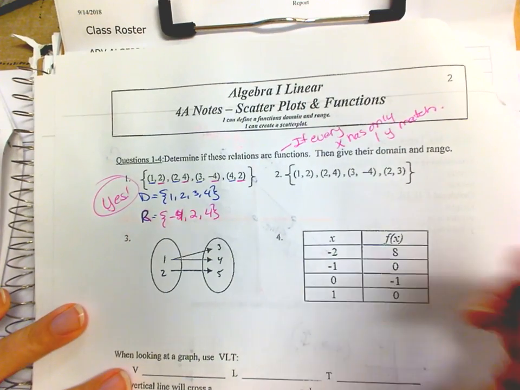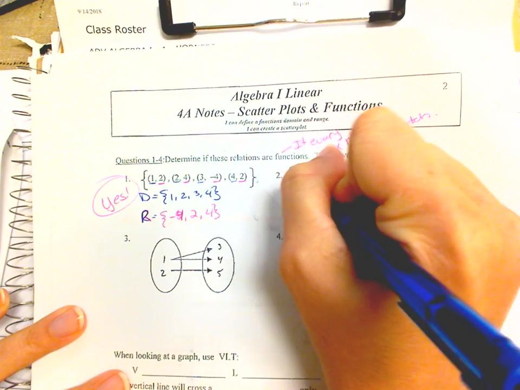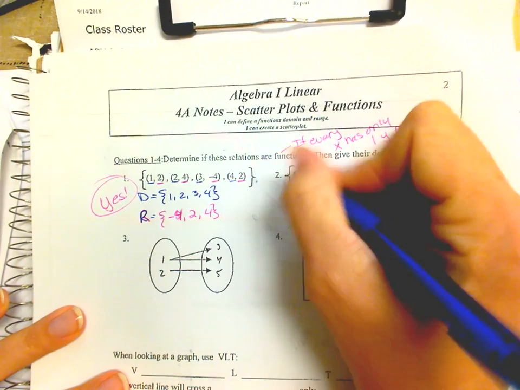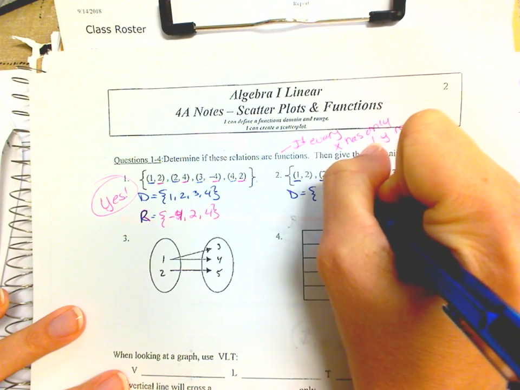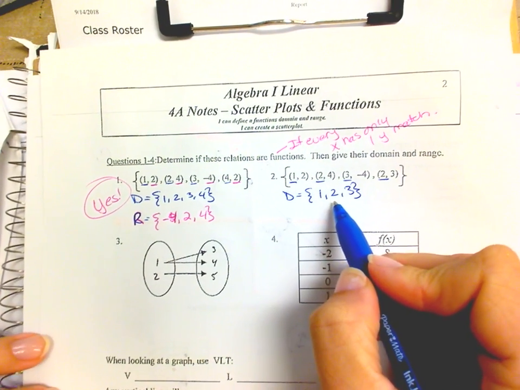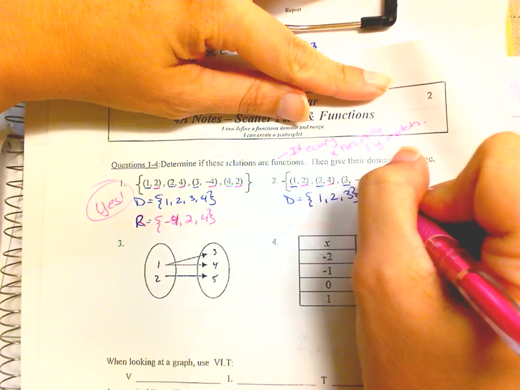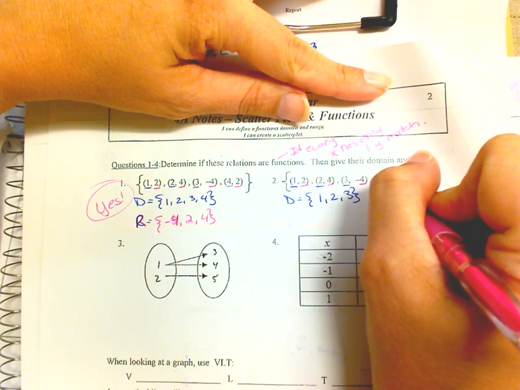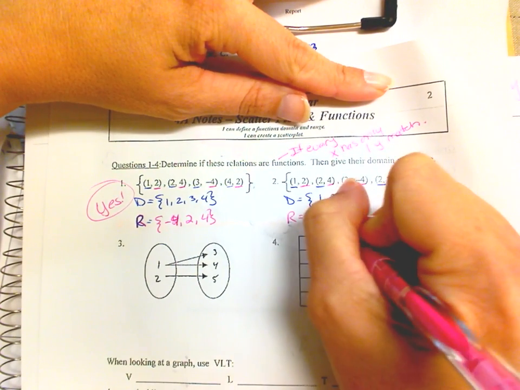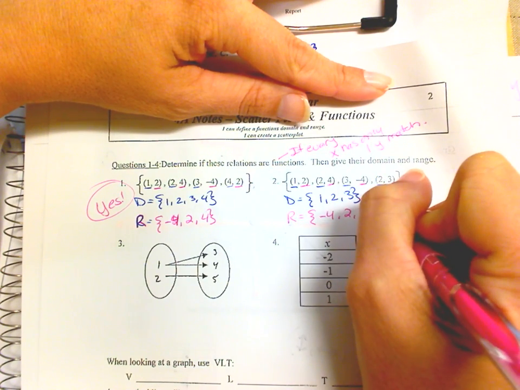Number 2, if you look at your domain, we've got our x's, 1, 2, 3, 2. So 1, 2, 3 is your domain. The 2 repeats, but you only have to write it once. And then for your range, 2, 4, -4, 3. So let's see your range. We've got -4, 2, 3, and 4.